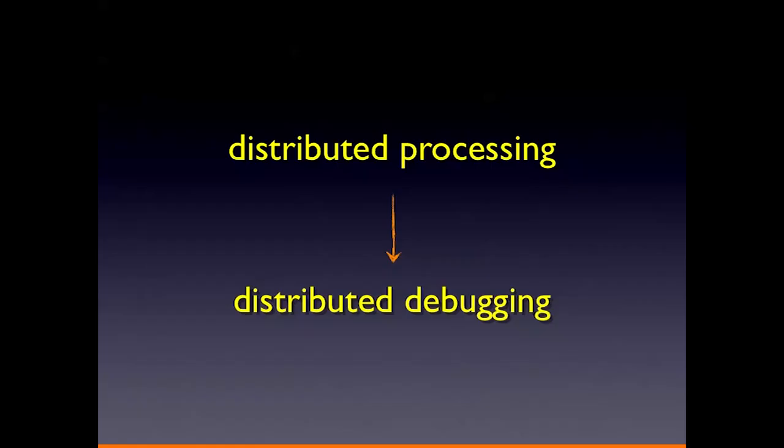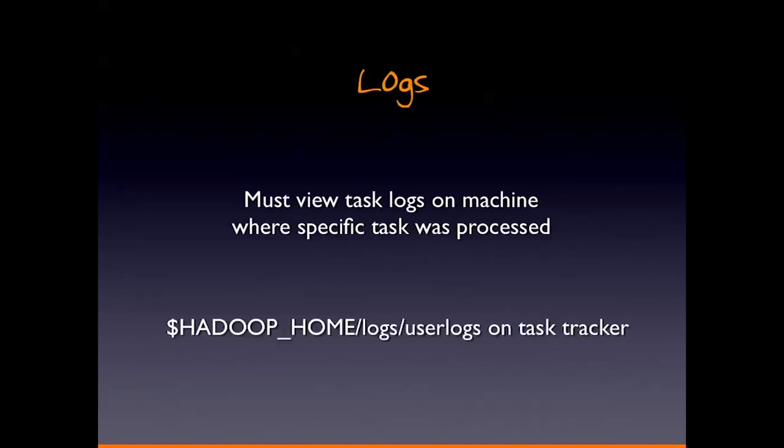Okay, monitoring and debugging. One of the things that's interesting is that when this is distributed processing, it also means that it's distributed debugging. So if something fails, you actually have to go to the machine where the particular task failed and go look in its particular log directory. So if you have a particular machine, go to Hadoop home, logs, user logs on that task tracker.